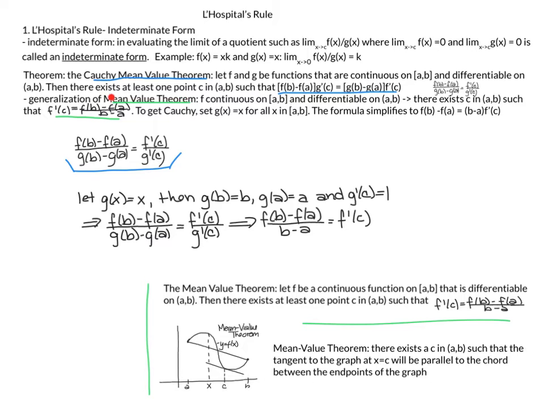So the mean value theorem is a specific case of the Cauchy mean value theorem when we let g of x equal x. Now then g of b will equal b, g of a is equal to a. G prime, or the derivative of g, will equal 1. In particular, g prime of c is equal to 1. So now our Cauchy mean value theorem, which I rewrote here, will give us f of b minus f of a. Now we plug in, for g of b we plug in b, and for g of a we plug in a, so we have b minus a, equals f prime of c over 1. And this is exactly the mean value theorem.